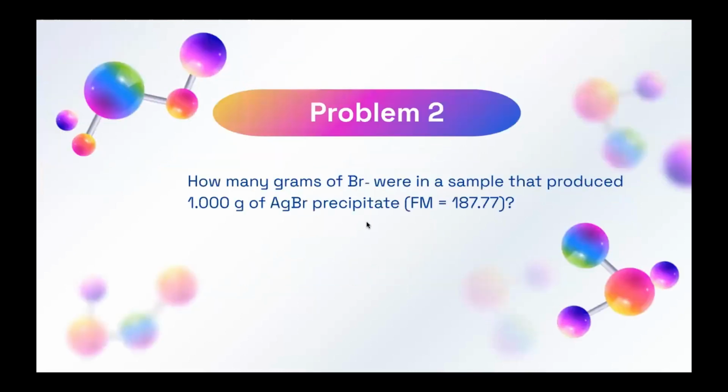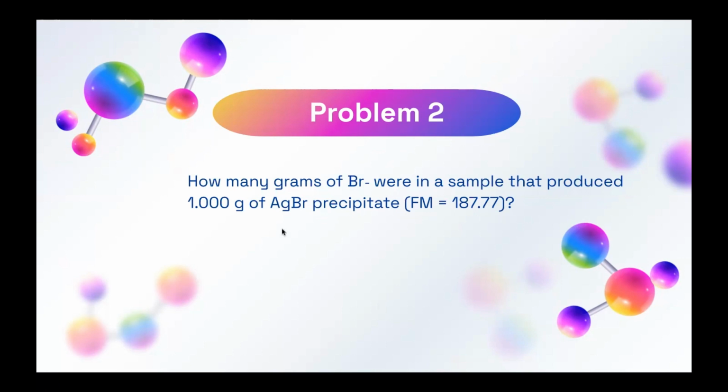So now we're moving on to the second problem. It says here, how many grams of bromide ion were in a sample that produced 1 gram of silver bromide precipitate with the formula mass of 187.77? In this case, formula mass could be the same as molecular mass. They're not the same, but in this type of problem, they're technically the same. So I'll give you a second.